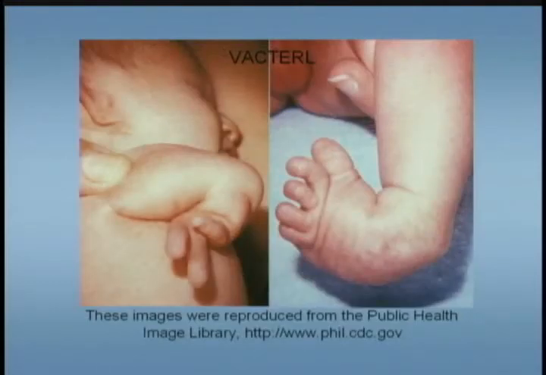Here you see a child with VACTERL, and these are the limb anomalies that can be seen. This child, on the right, looks like a club foot. And here we have limb anomalies of the upper limbs. And remember, with that association, limb anomalies, heart defects. So you should always be looking for those, and these babies deserve echocardiograms to look for heart defects.